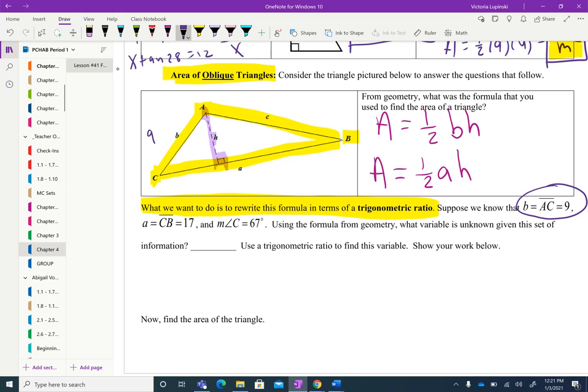So I'm going to go ahead and add in that measurement. Then they tell us that the side A is going to be equal to 17. And then they tell us that the measure of angle C is going to be 67 degrees. So I'm going to go ahead and add all of that in.